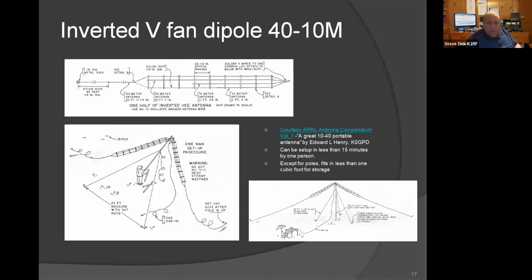Another version of this fan dipole was written in an old ARRL antenna compendium, in volume 1. It was entitled A Great 10-40 Portable Antenna by Edward L. Henry. I put a link to that antenna compendium, which is online. This could be raised by a single person, and it's a multi-band antenna. It gives all the dimensions. Except for the poles, it fits in less than 1 cubic foot of storage and can be set up in less than 15 minutes by one person. So I think it's a really cool antenna.